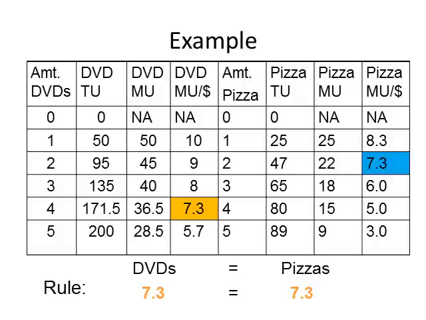Moving down one row of the pizza MU divided by dollar sign column, the DVD MU divided by dollar sign is 7.3, and the pizza MU divided by dollar sign is 7.3. Since 7.3 representing the DVD MU divided by dollar sign is equal to 7.3 representing the pizza MU divided by dollar sign, Colleen has found the optimal level of consumption. Next, she needs to find the amount of DVDs she will consume and the amount of pizza slices she will consume.